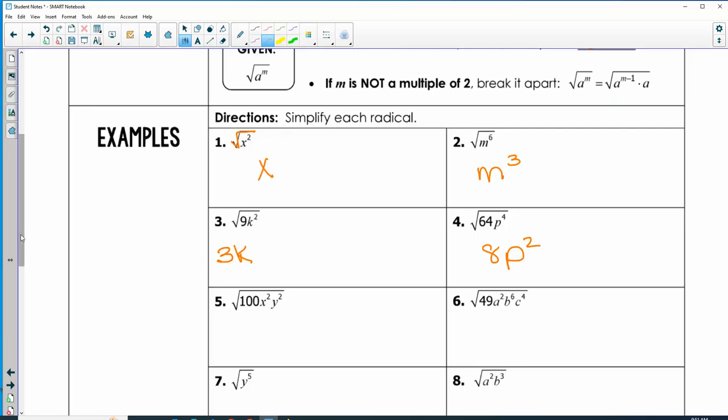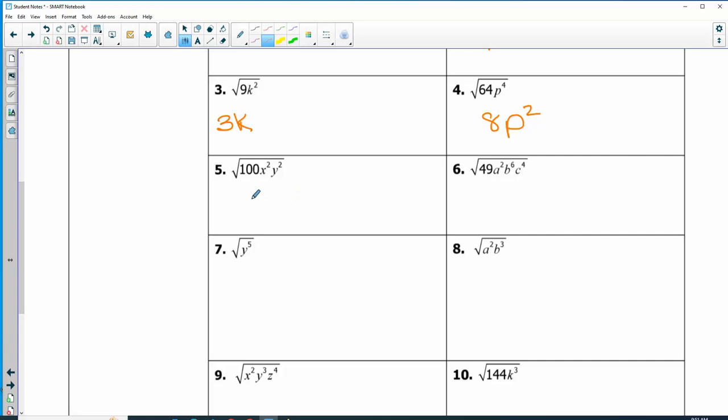All right. Number 5. What is the square root of 100? 10. What is the square root of x squared? So if I have 2 x's, how many groups of 2 can we form? 1. Okay, y squared. So if I have 2 y's, how many groups of 2 can I form? 1. Does everyone understand where I'm getting these?